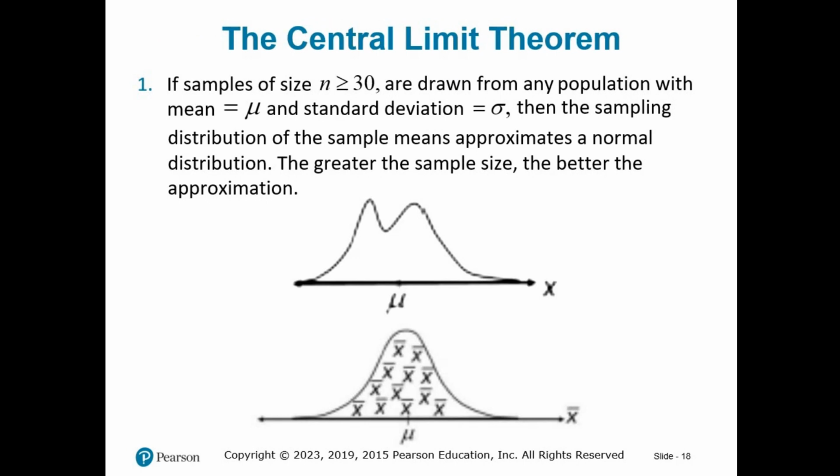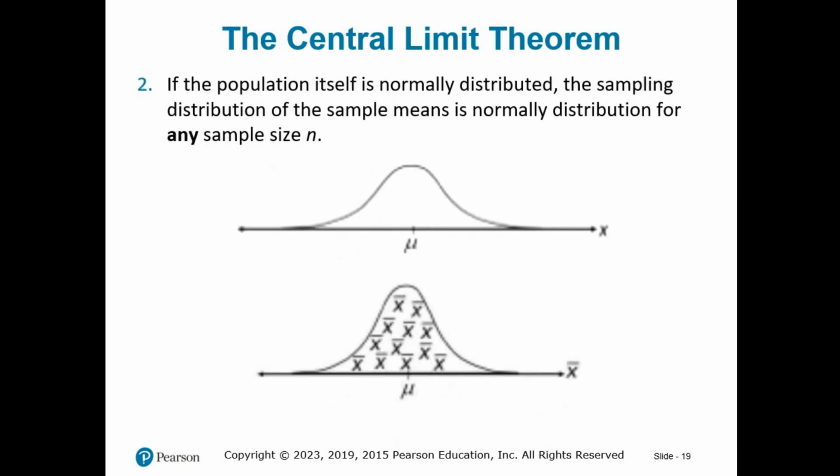The first part says, if samples of size 30 or greater are drawn from any population with mean mu and standard deviation sigma, then the sampling distribution of sample means approximates the normal distribution. And obviously, the greater the sample size, the better the approximation is. The second part of the Central Limit Theorem says that if the population itself is normally distributed, then the sampling distribution of sample means is normally distributed as well for any sample size n.